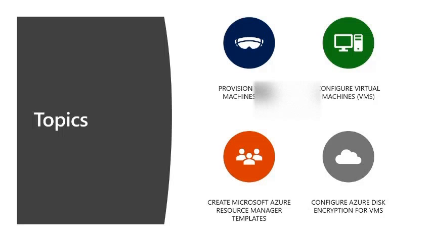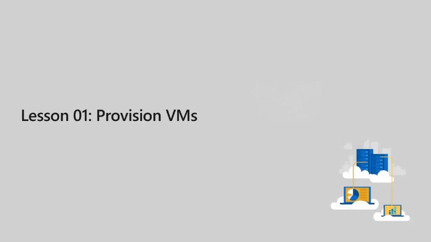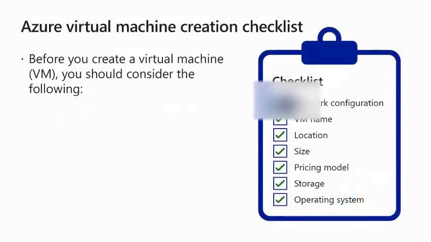To provision virtual machines, you have many ways, and this is the first lesson. We're going to talk about provisioning virtual machines. For that, you need a checklist. So before you create any virtual machine, you should have this checklist done. What will be your network configuration, virtual machine name, location, size, pricing model, storage, and operating system. You can decide all these factors according to your demand or your requirements.